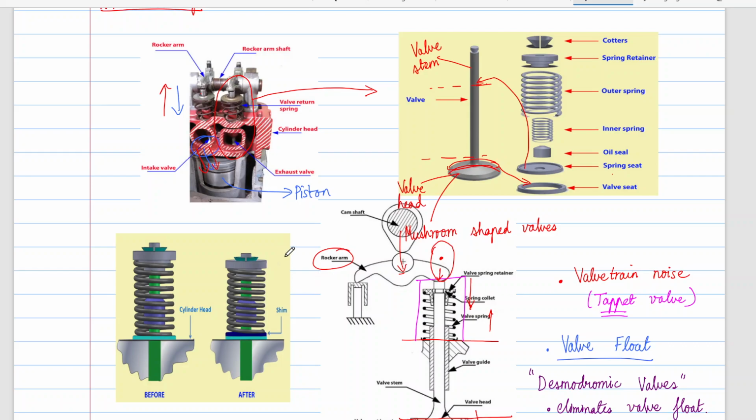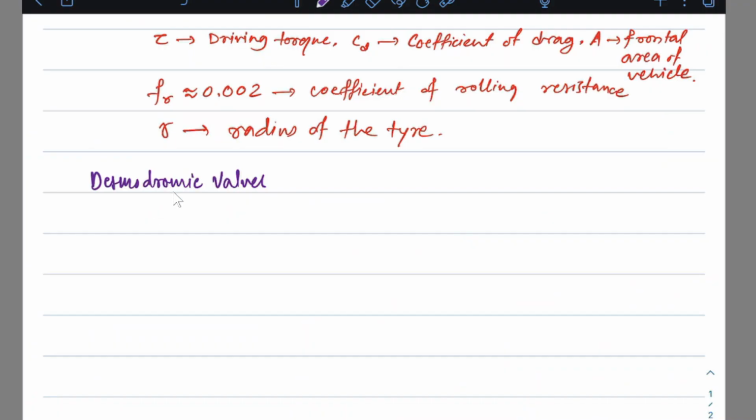So I think what I will do is add more material on the desmodromic valve so that you can take a look at it better when we upload the notes. Okay. So I have noted it here. More material will be added on the desmodromic valve so that you can learn more about it.